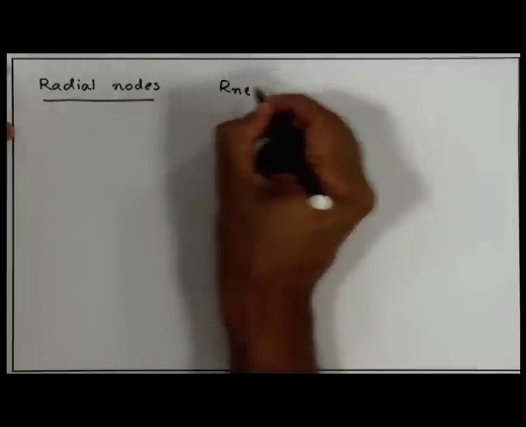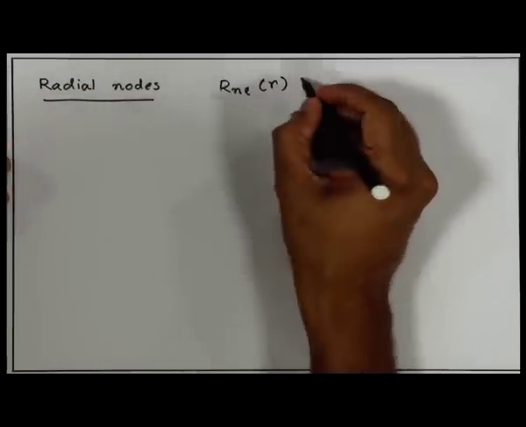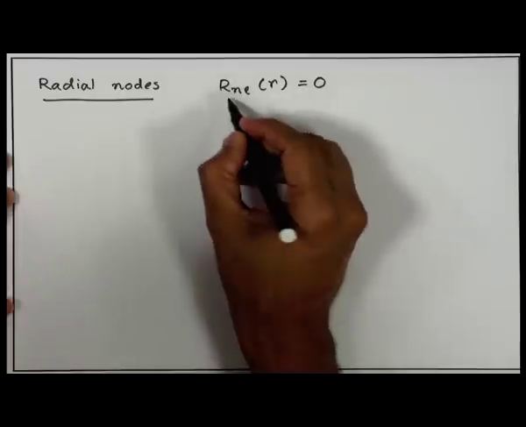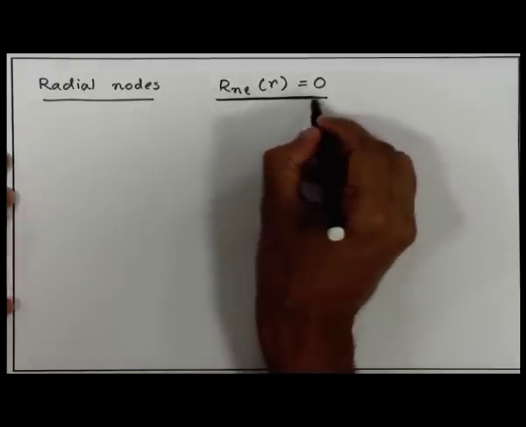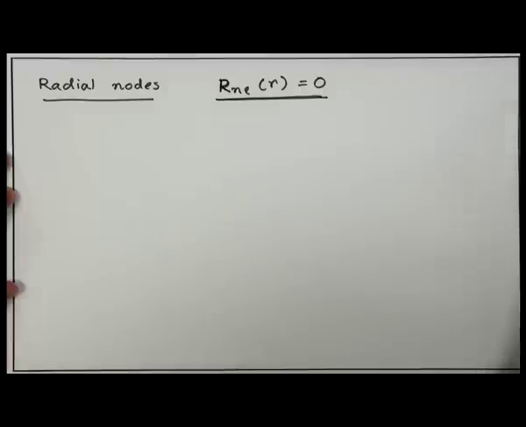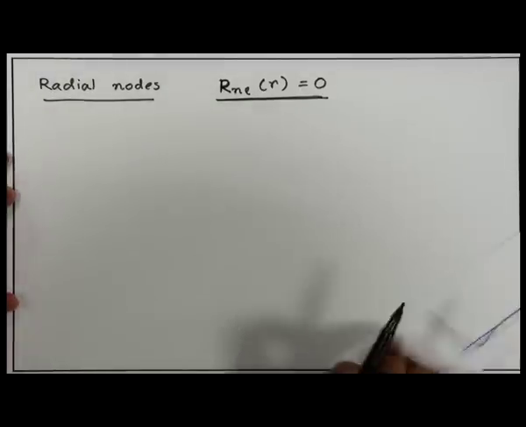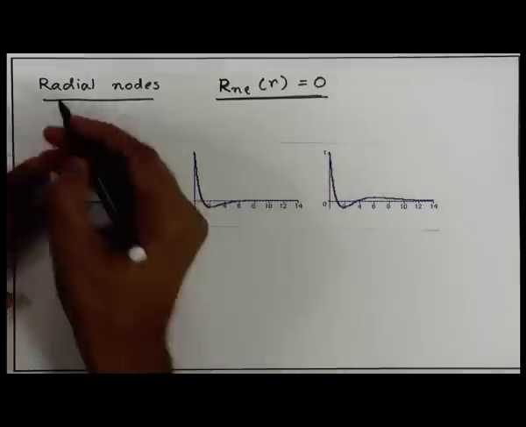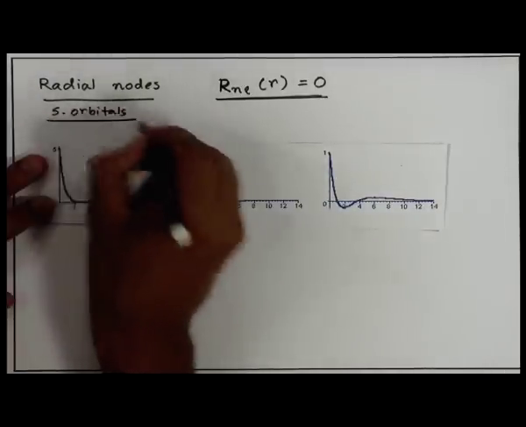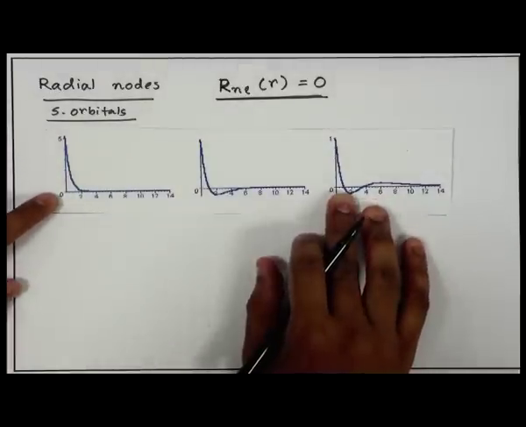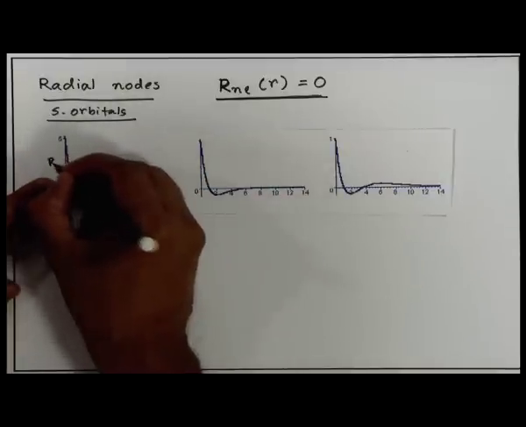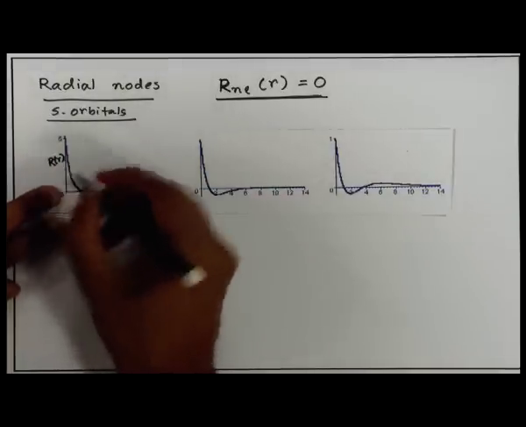The radial part of the wave function depends only on the radial coordinate r. We will ask when this component, R_nl, the radial component of the wave function, becomes 0. We will first look for s orbitals. For s orbitals, what I am showing you here is the radial component of the wave function. On the x axis, r is plotted.